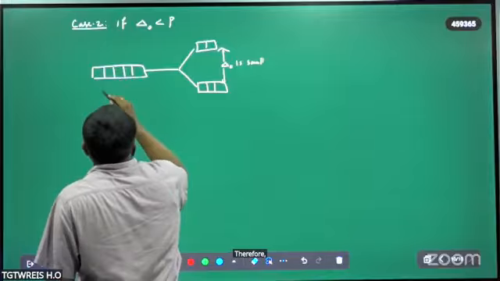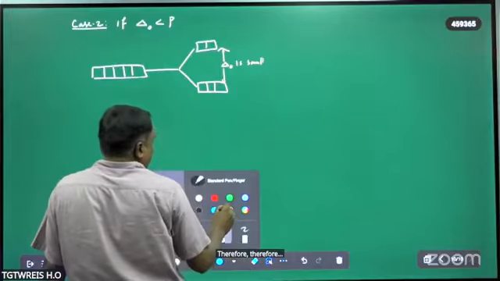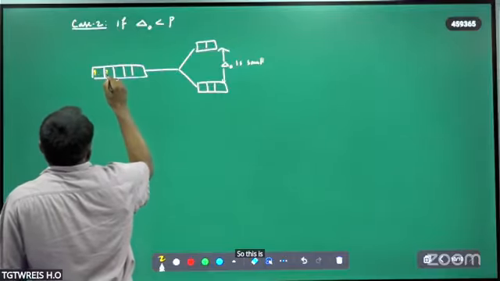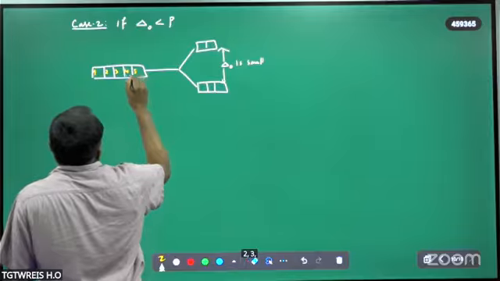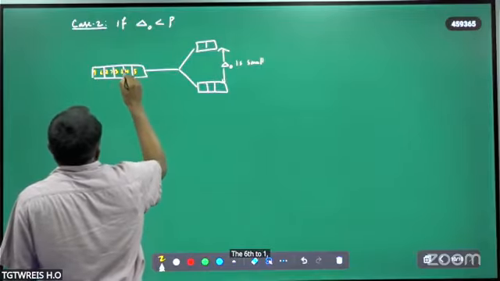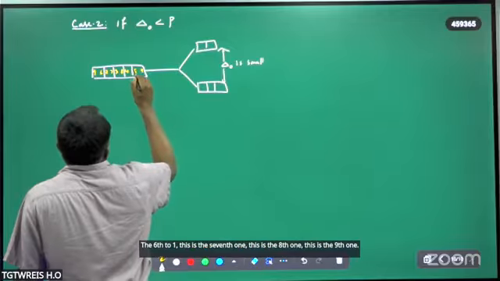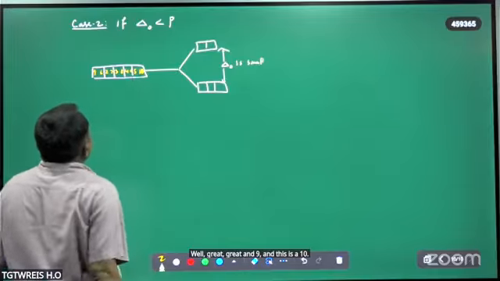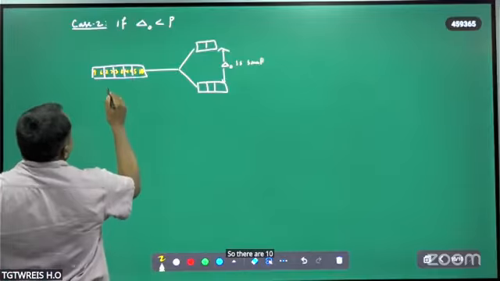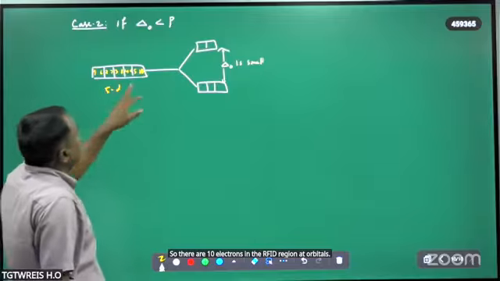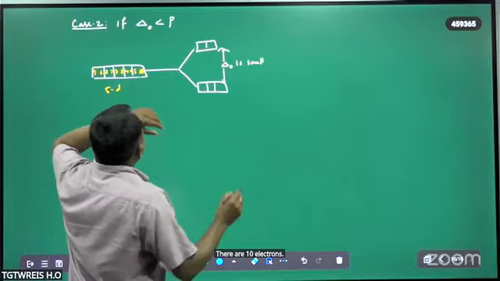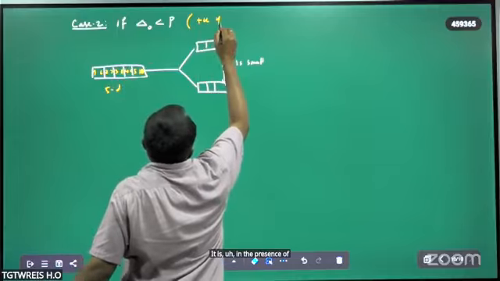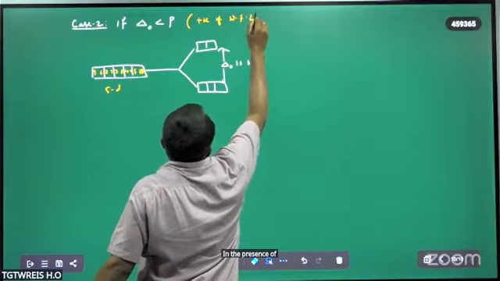Therefore, pairing cannot take place. So this is 1, 2, 3, 4, 5. This is the sixth one, the seventh, the eighth, the ninth, and this is the 10th. So there are 10 electrons in the 5 d degenerate orbitals. And this is in the presence of weak field ligands. In the presence of weak field ligands, what will happen now?